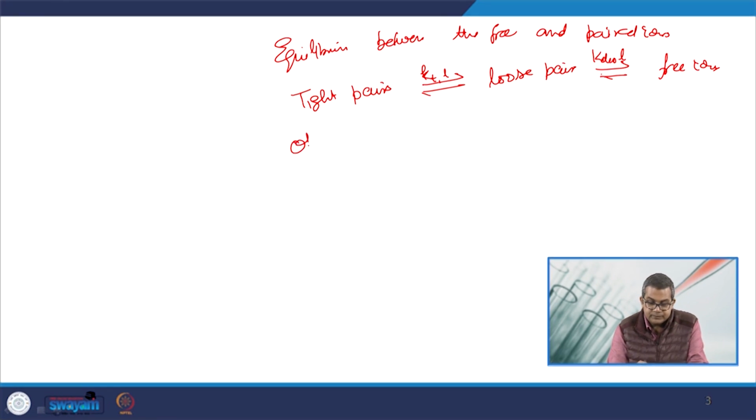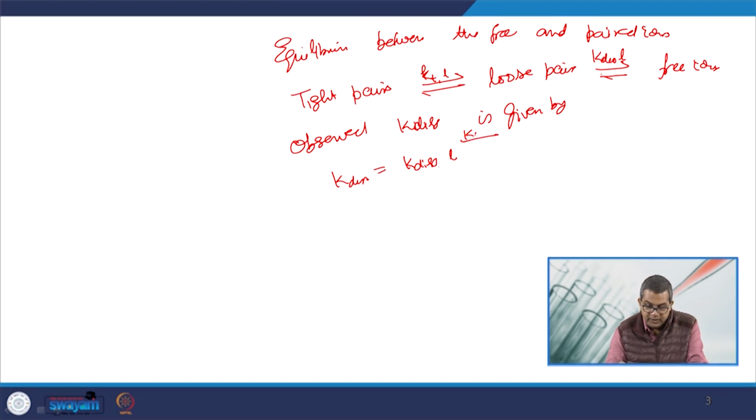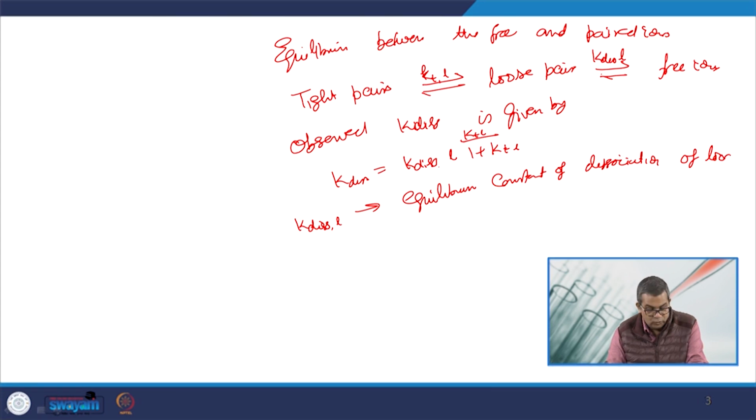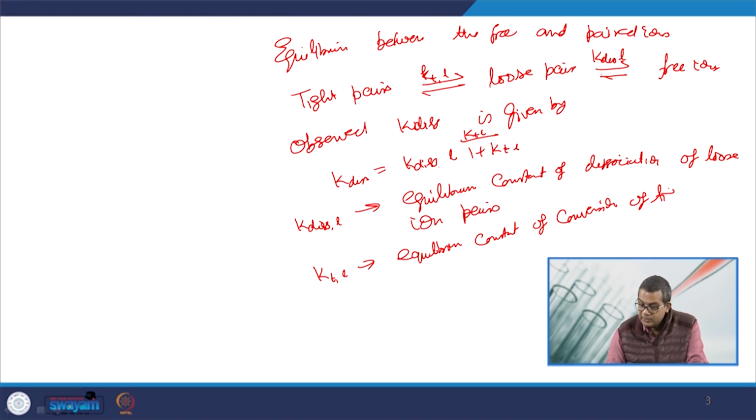So, the observed K dissociation is given by K dissociation L upon 1 plus K TL, where this K dissociation L denotes the equilibrium constant of dissociation of loose ion pairs, and this K TL is the equilibrium constant of conversion of tight into loose pairs.